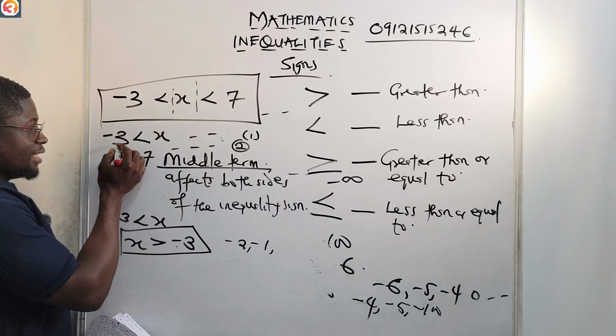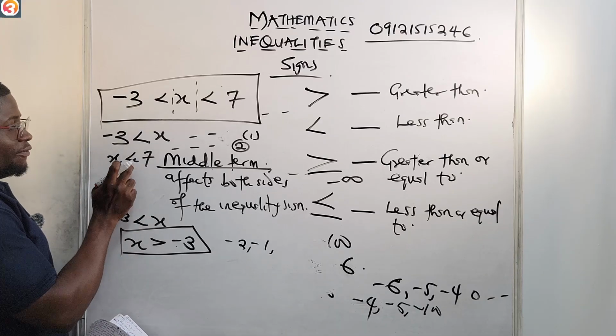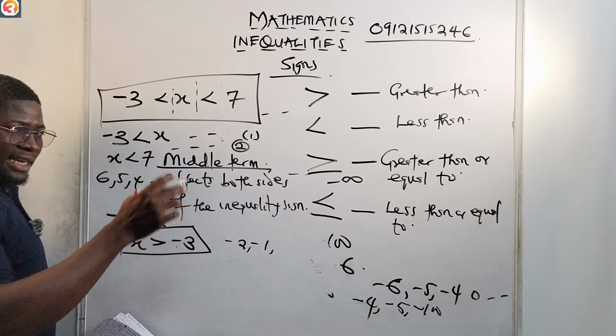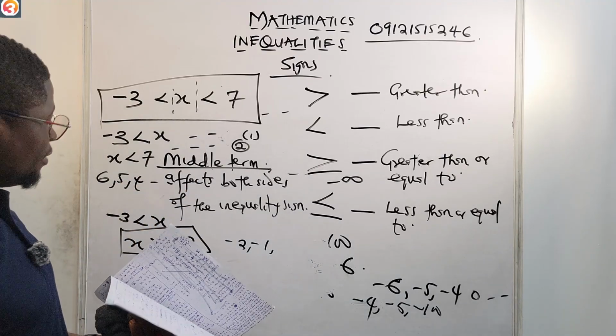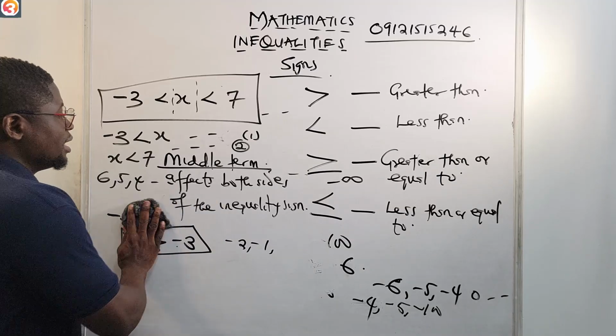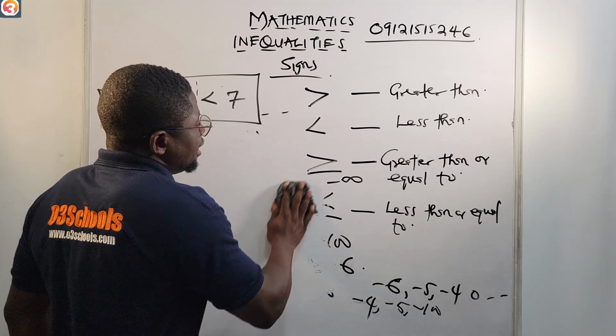7 is not included. Here, minus 3 is also not included. So I'm going to have values that are less than 7: 6, 5, 4, continuing like that, up to what negative value. 7 is not included. Okay, so that's how we split. We split down the middle, and the middle term usually affects both sides of the inequality.